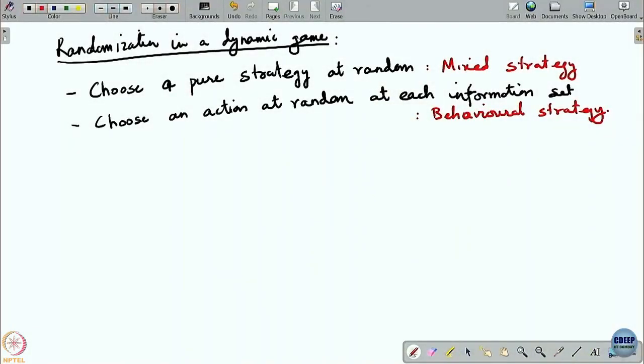The point becomes interesting in a multi act game, because now a player has to play multiple times. So should he commit to a distribution on the set of pure strategies at the outset, or should he do a delayed commitment and play actions at random at each information set?